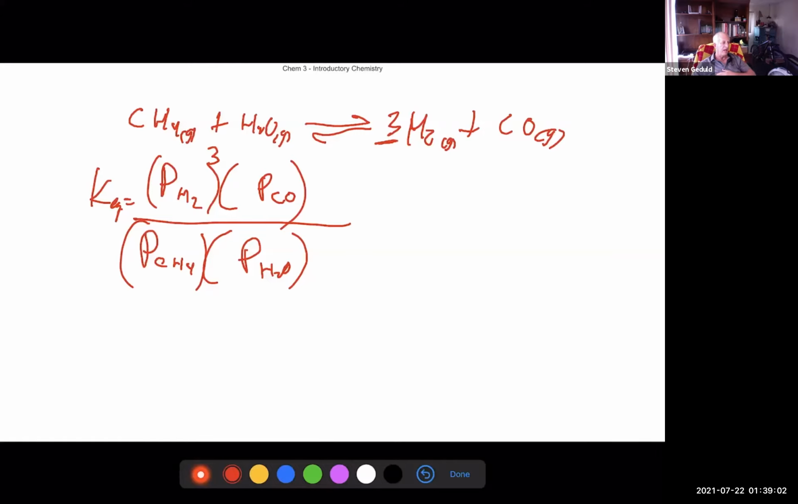So if we had the partial pressures, what is the partial pressure of carbon monoxide?